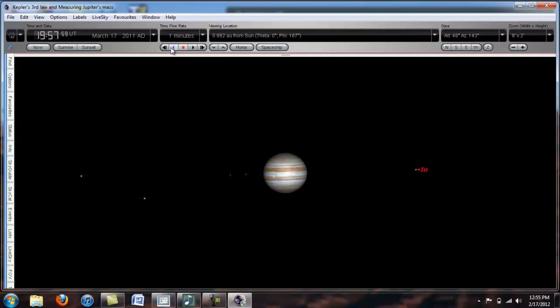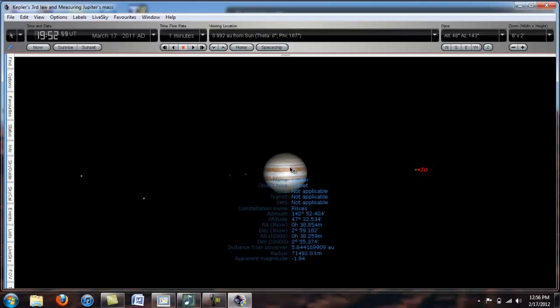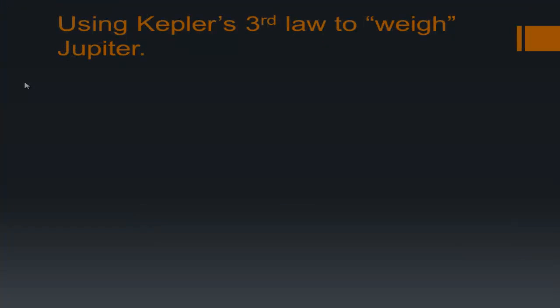And that looks pretty close there. Alright, so it's taking until March 17th, 19 hours and 52 minutes in order to go one complete revolution around Jupiter. And based on those numbers, which I'll walk you through the calculations, we're going to actually determine the mass of Jupiter.